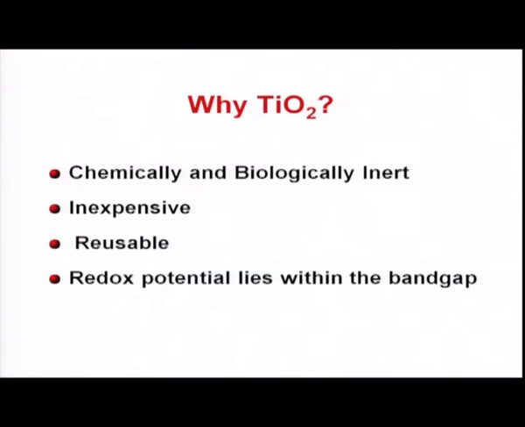Why is it popularly used among all the photocatalyst materials? Titanium dioxide is the best one and finds a lot of application, because the material is chemically and biologically inert. No bacterial thing, nothing will happen to this titanium dioxide. It is inexpensive, it can be recovered and reused again in the same application, and the redox potential lies within the band gap between the valence band and conduction band, so that we can use sunlight also.